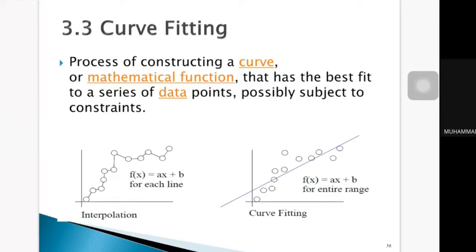Meanwhile, in curve fitting, it describes how the same scattered data points can be fitted in the best approach by sketching a straight line, f(x) = ax + b, to obtain the estimation for the entire range. So now we want to find this straight line equation when you are given some data points.